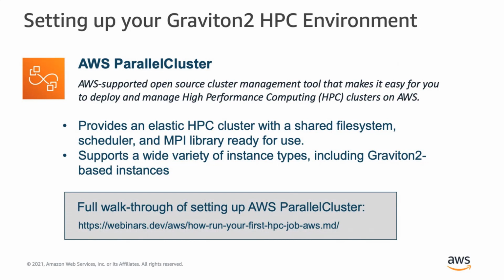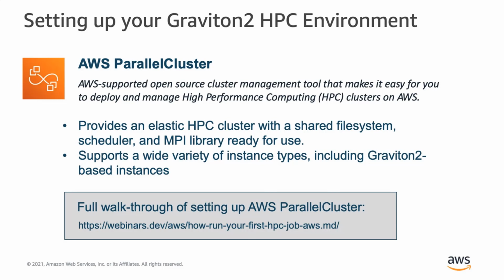Now, the next part will be, how do we really run our HPC high performance application on Graviton 2? Easiest way to do this is to use an AWS product called ParallelCluster. This is really an open source tool that allows you to generate an elastic HPC cluster that's probably very similar to ones you've used in the past. It generates a shared file system, so all of the nodes in your cluster can see the same files. A scheduler, it can provide Slurm, which is a very common job scheduler, as well as an MPI library that's ready to use and optimized for Elastic Fabric Adapter, which is our high-speed network.